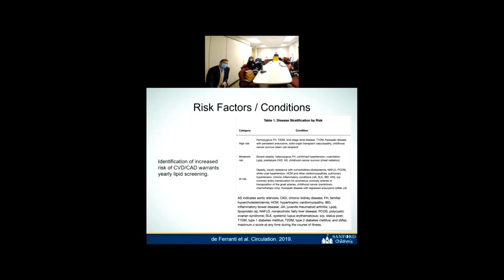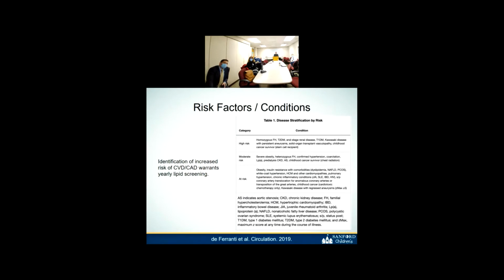So if you're in the high risk category, which is either homozygous FH, type 2 diabetes, end-stage renal disease, Kawasaki disease with persistent aneurysm, if you've had a solid organ transplant, if you are a childhood cancer survivor, that all puts you at higher risk and you warrant a yearly lipid screening. And that's something that I think as pediatricians, we all could do more of.